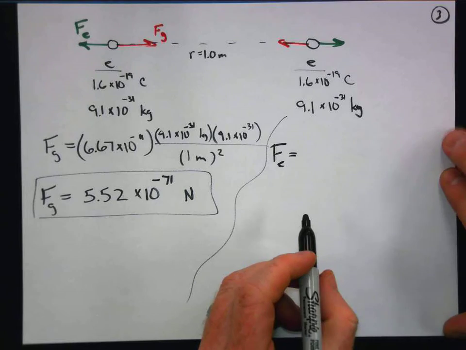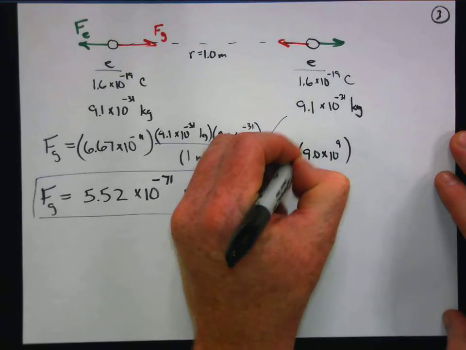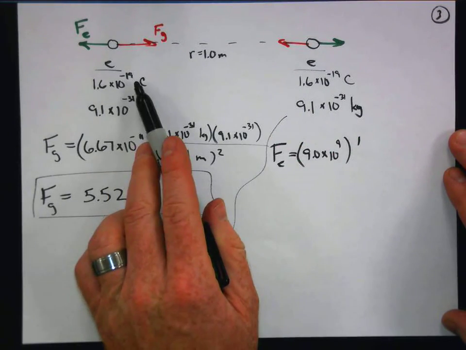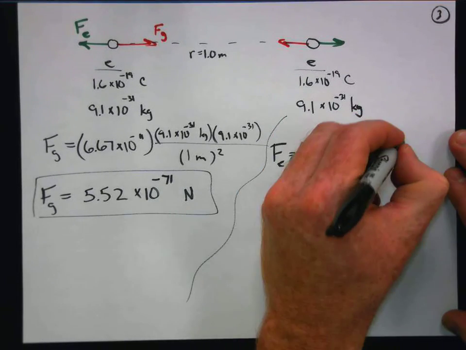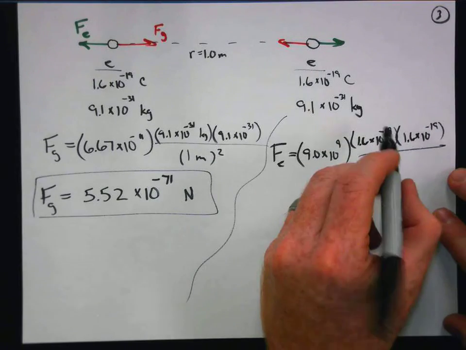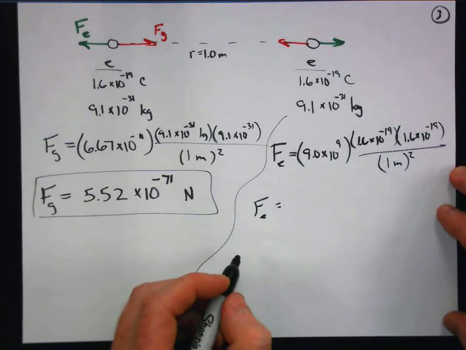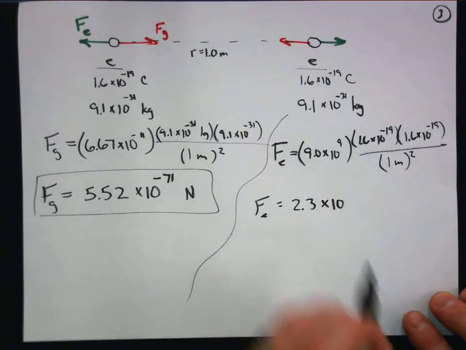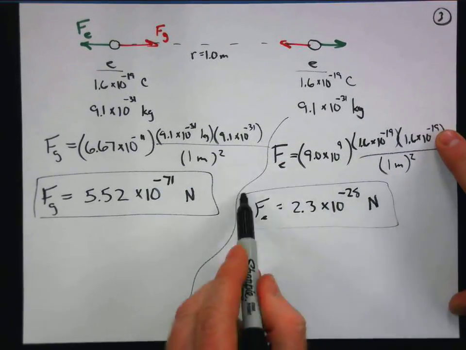Well, the capital K, that constant, is my 9.0 times 10 to the 9. And again, I'm forgoing writing the units, but they should still be there. The electric charge now, the amount of charge, 1.6 times 10 to the negative 19. And over here, the other charge is also 1.6 times 10 to the negative 19. And they are separated by 1 meter, squared. So when I do that math, the electric force turns out to be 2.3 times 10 to the negative 28 newtons.